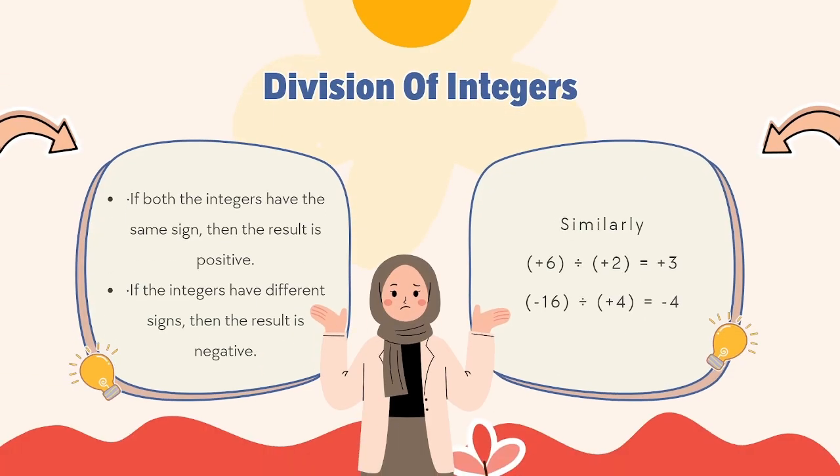Next, division of integers. If both integers have the same sign, then the result is positive. And then, if the integers have different signs, then the result is negative. Similarly, one: positive 6 divided by positive 2 equals positive 3. Two: negative 16 divided by positive 4 equals negative 4.